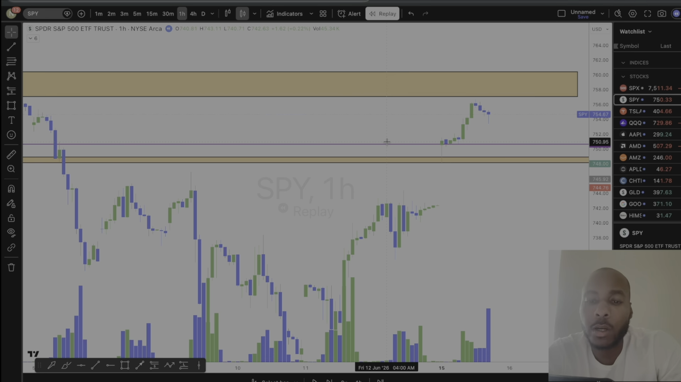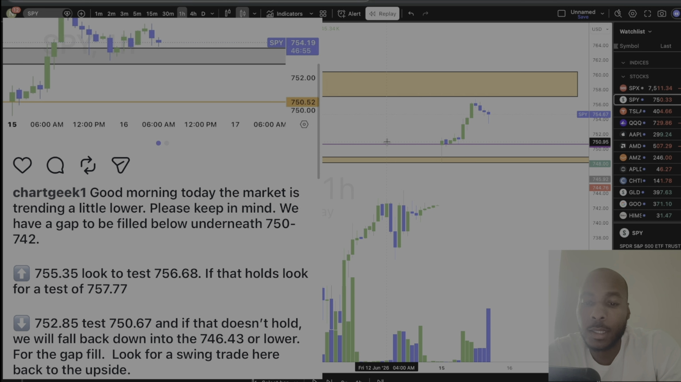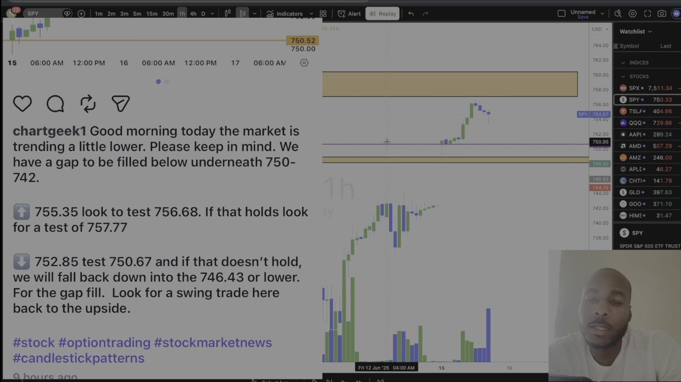So this is on Instagram. You can see exactly what I posted. This was this morning. I said that please keep in mind we have a gap that needs to be filled below and underneath 750 to 742. But above 755.35, look to test 756.68. If that holds, look to test 757.77.